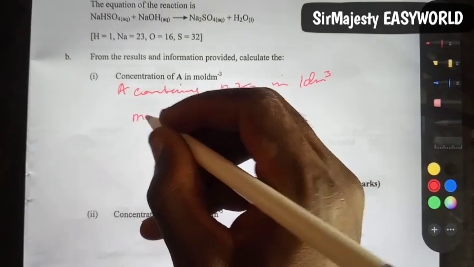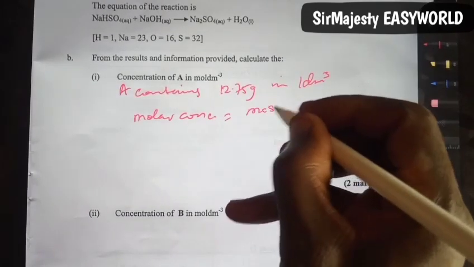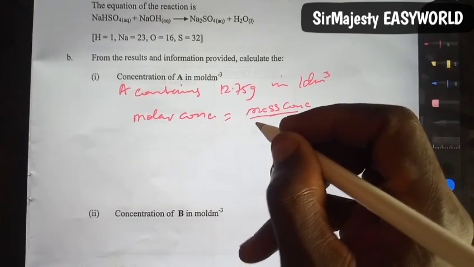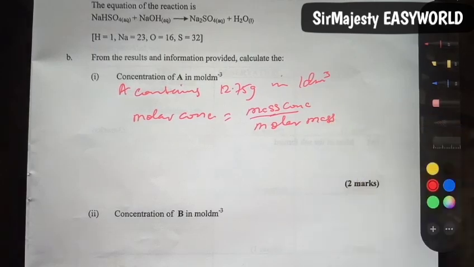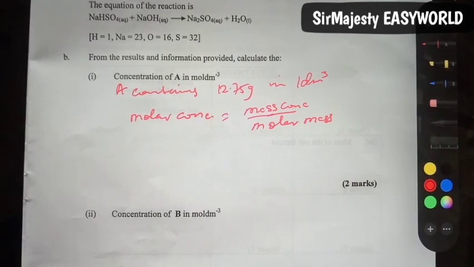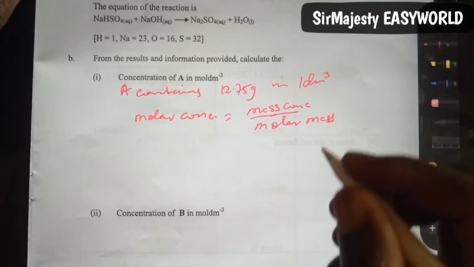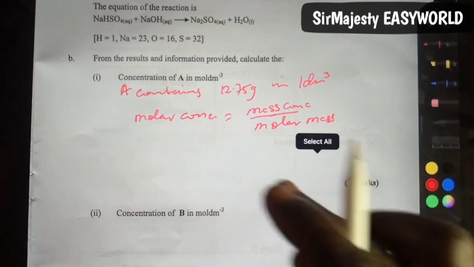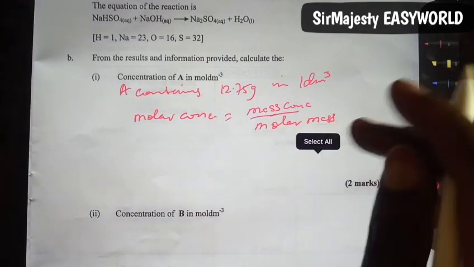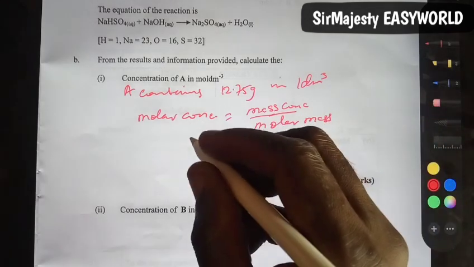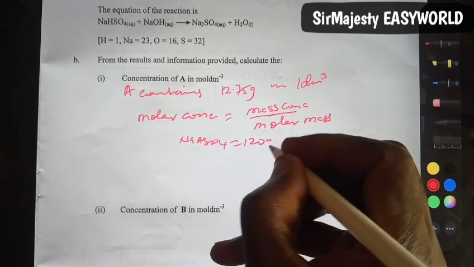There is a formula that says molar concentration is equal to mass concentration all over molar mass. The molar mass of NaHSO4 is, in brackets, hydrogen is 1, so you calculate it, and at the end you will get 120. So the molar mass of NaHSO4 is equal to 120 gram per mole.